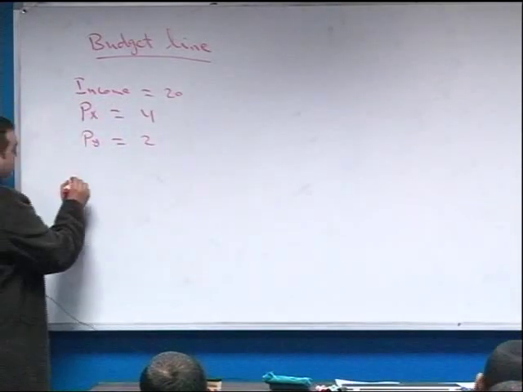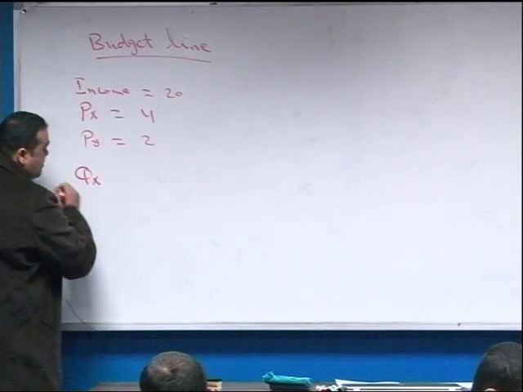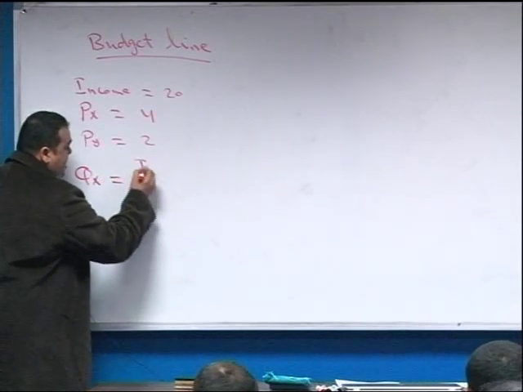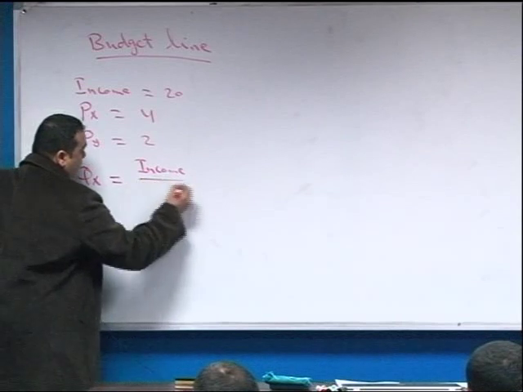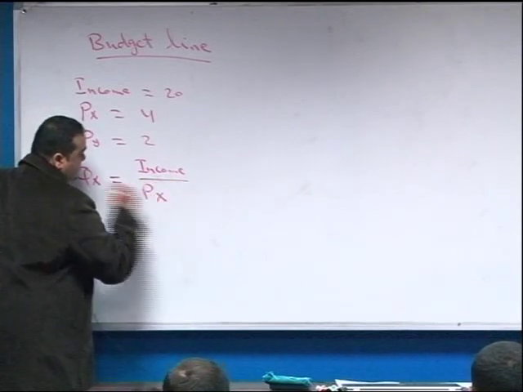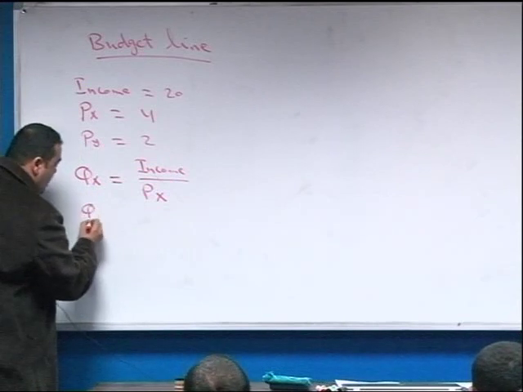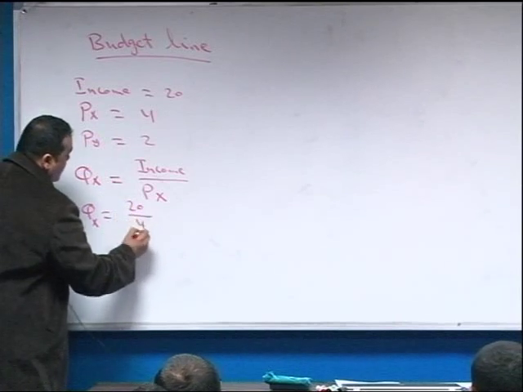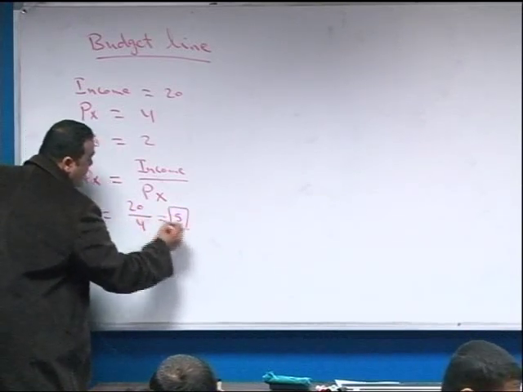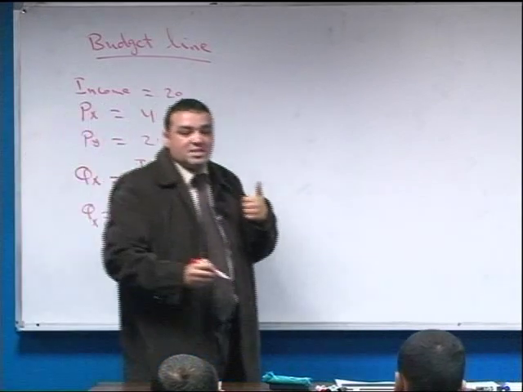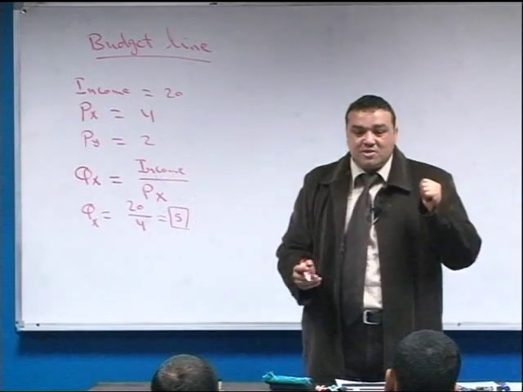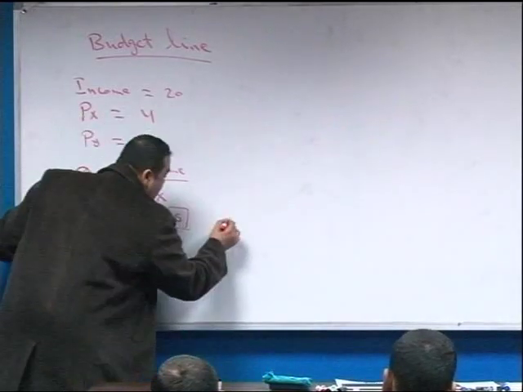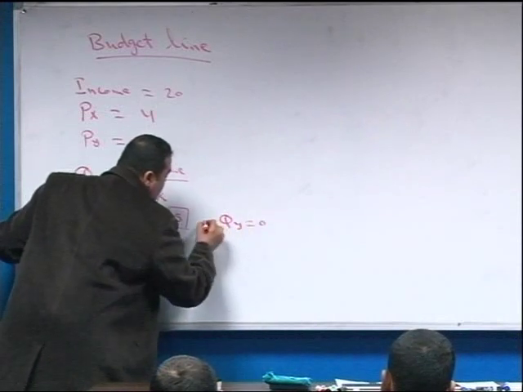how much can you buy? If you decided to buy only units of X, QX equals the income over the price of X. So the quantity of X must equal 20 over 4. How much? 5. So you can buy 5 units of X and 0 of Y because you decided to spend all of your income to buy only X. So in this case, the quantity of Y must equal 0.